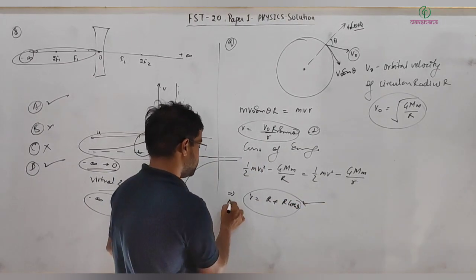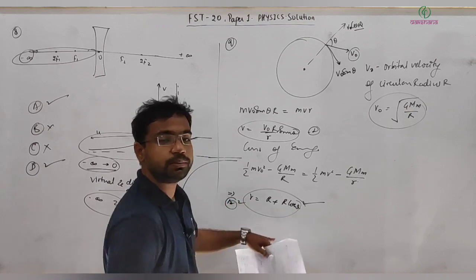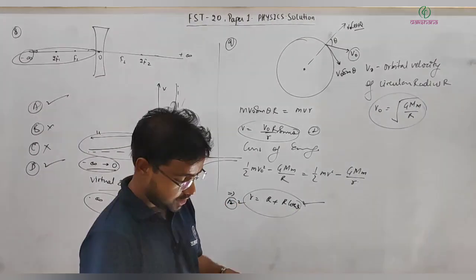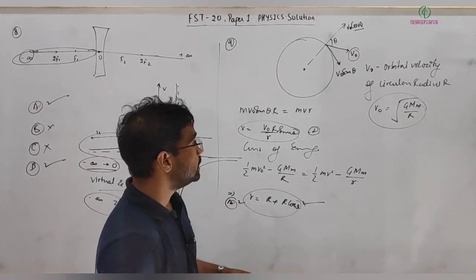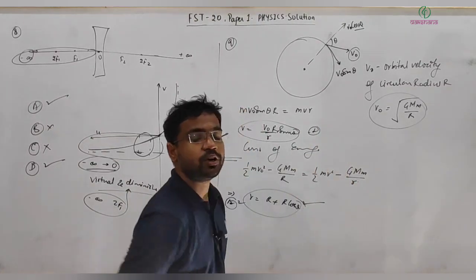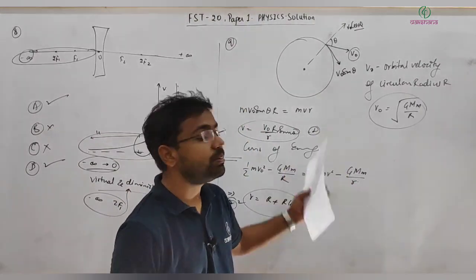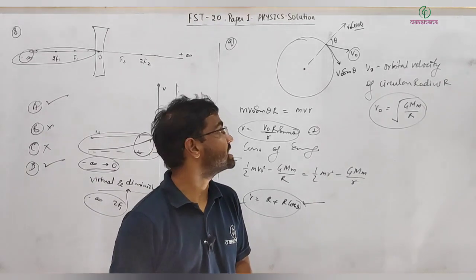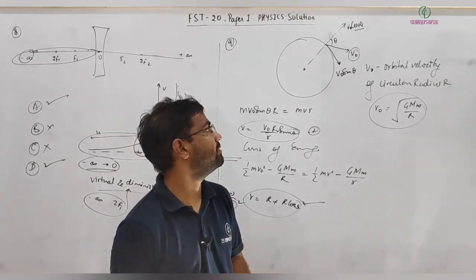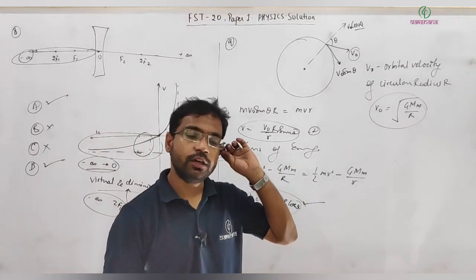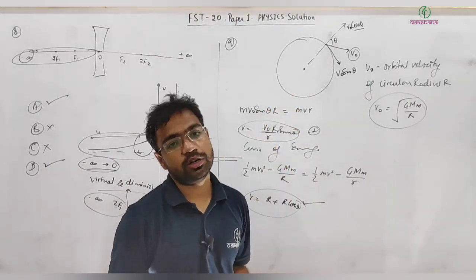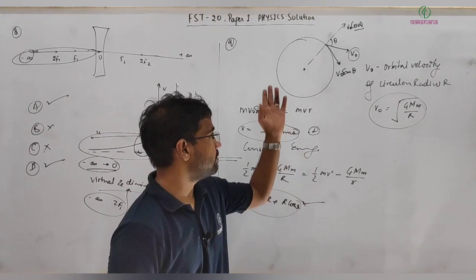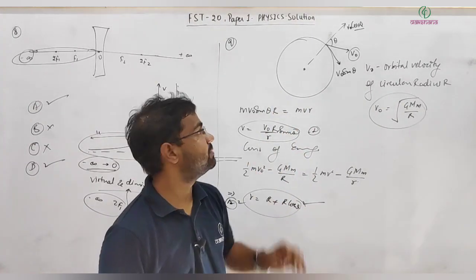So A is the right option. Yes, this is the maximum distance from the center of the planet. Another thing is that the motion will not be a parabola, because here the orbital velocity is not equal to escape velocity, it's less than escape velocity. So definitely the particle will not escape the field of this planet, so the path will not be a parabola, and it will be sort of an ellipse. Path will be an ellipse.